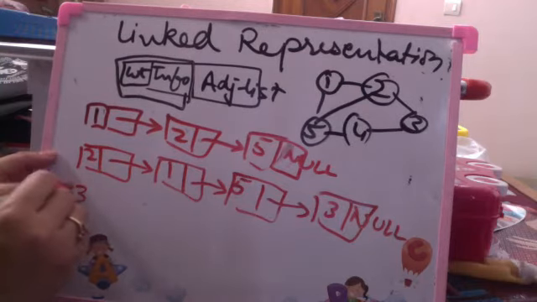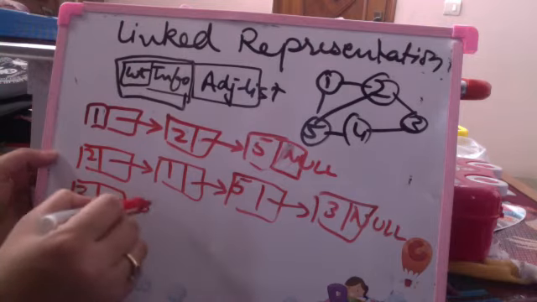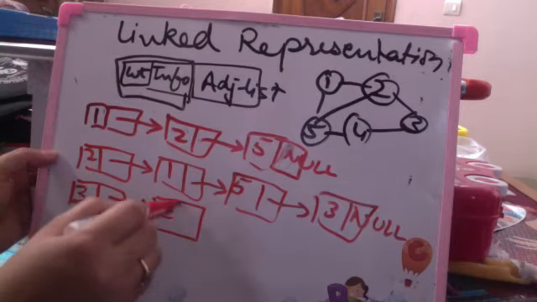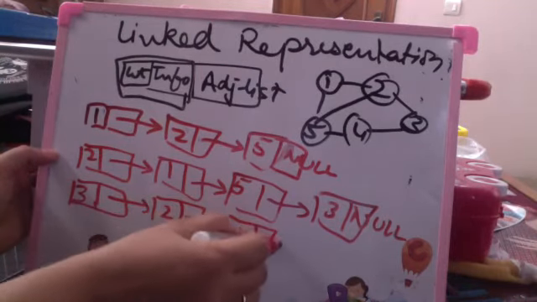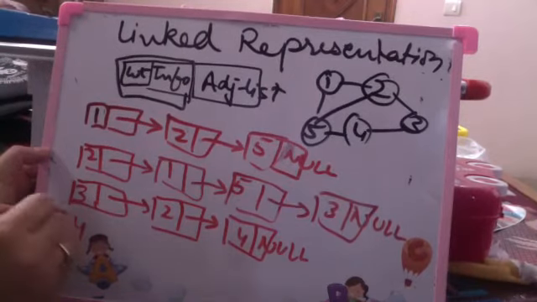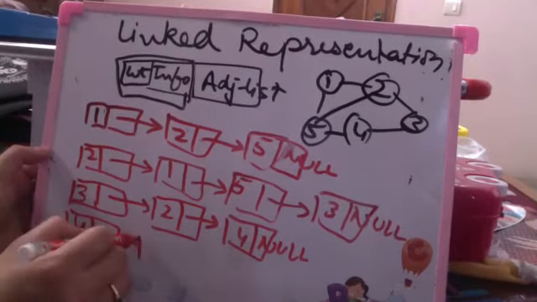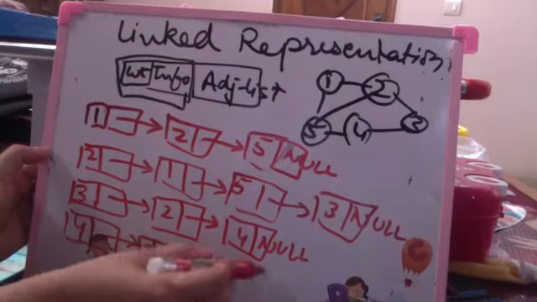For node 3, I have the information and the adjacent links: 2 is also adjacent and 4 is also adjacent. So these are the adjacent nodes. For 4, 5 and 3 are adjacent. So I connect it with the adjacent nodes. Is this clear to all?